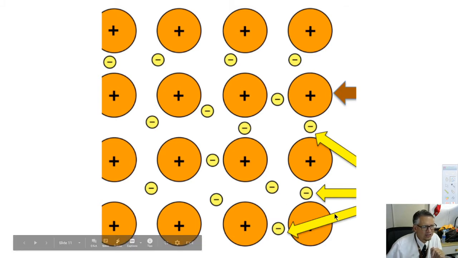Oh, another sea of electrons. This is going to be metallic. It doesn't matter what type of atoms they are. This just shows that there are electrons everywhere.